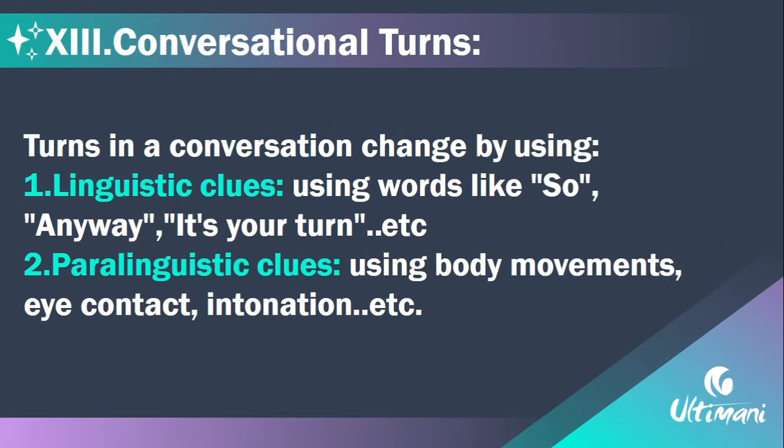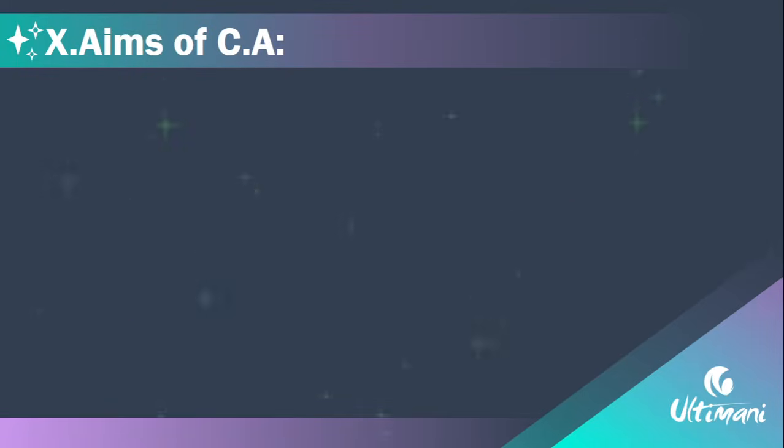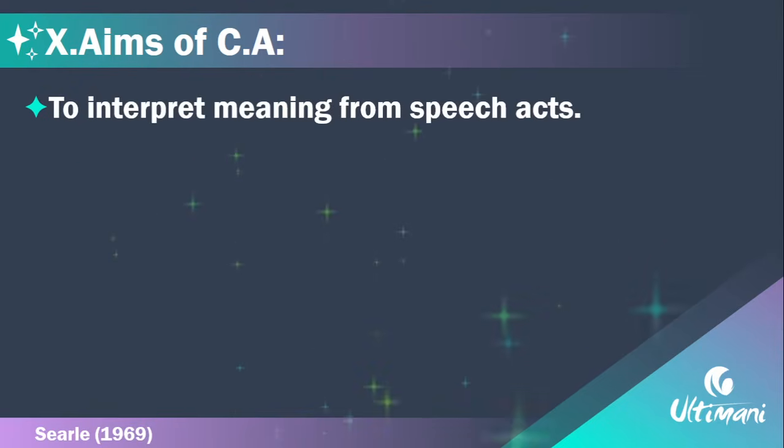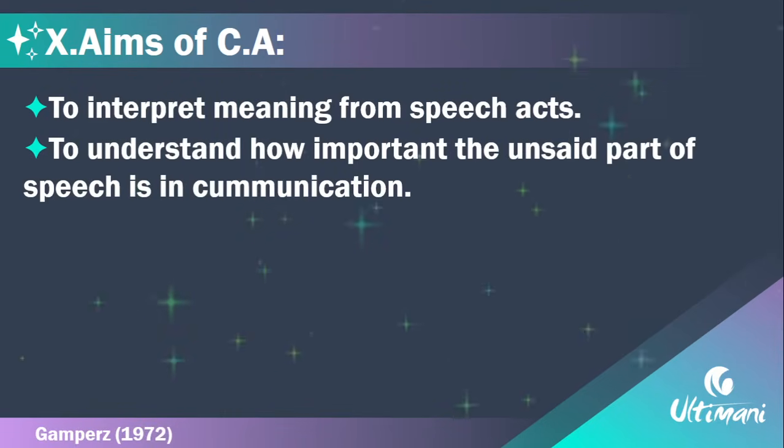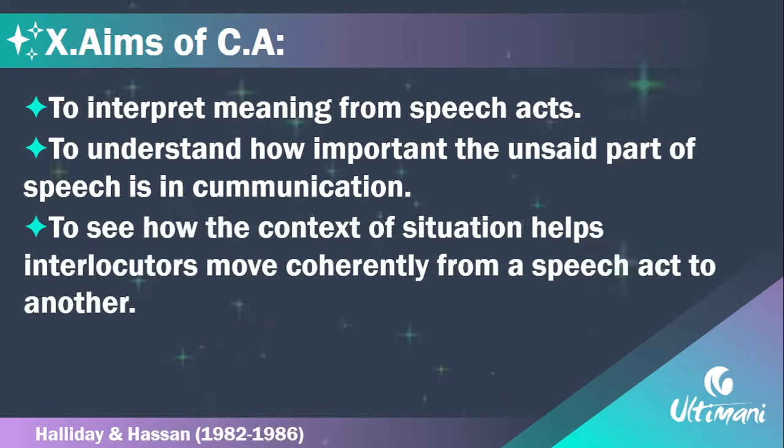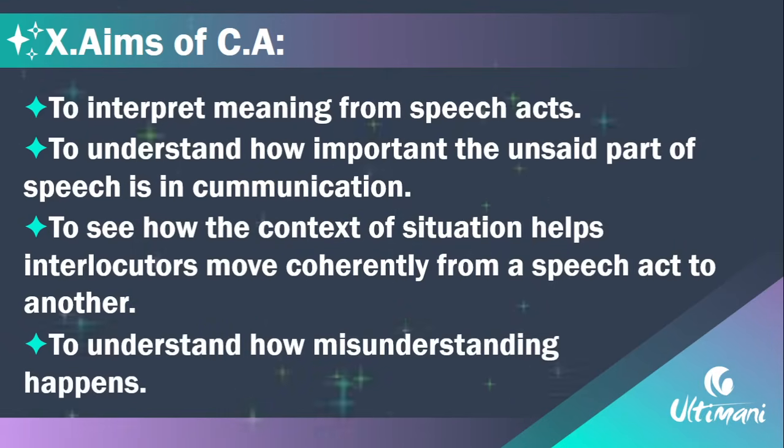The last part of the video is the aims of conversation analysis. The first one is to interpret meaning from speech acts. The second one is to understand how important the unsaid part of speech is in communication and how it guides the communication. The third aim is to see how the context of situation helps interlocutors move coherently from one speech act to another while understanding each other, of course. And the last aim is to understand how misunderstanding happens between people.